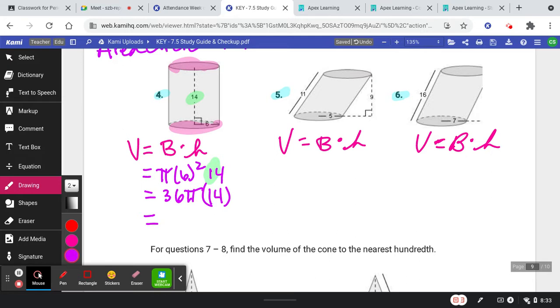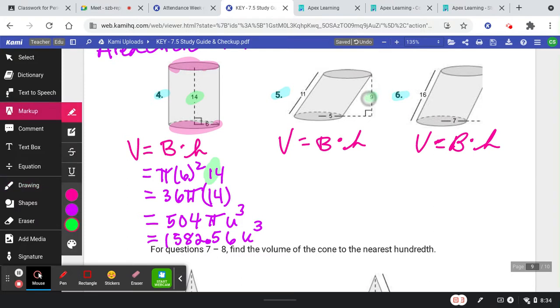Perfect. 504 pi cubic units is the exact answer. Can you now take the 504 and multiply it by 3.14 and tell us what you get? All right. Exact and decimal answers. All right. I'm moving up to Jonathan. Jonathan, same thing now. Notice they gave us a slant height here, like a fake out, and they gave us a real height over here. We're going to want to use the real height.